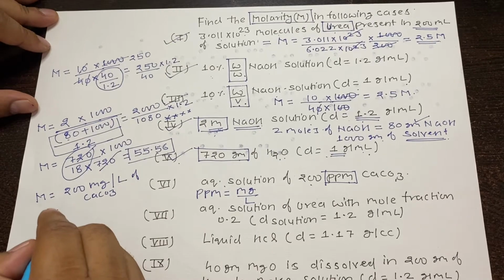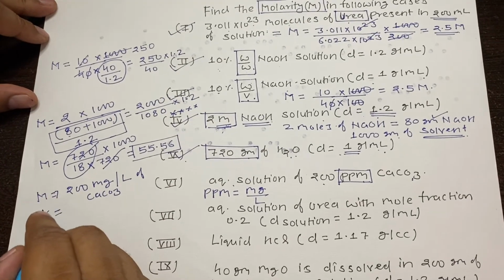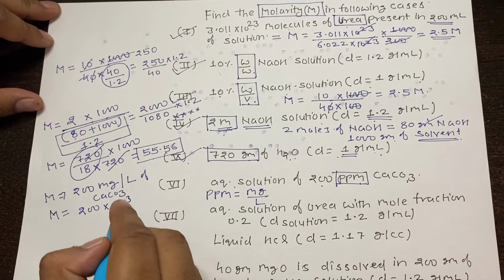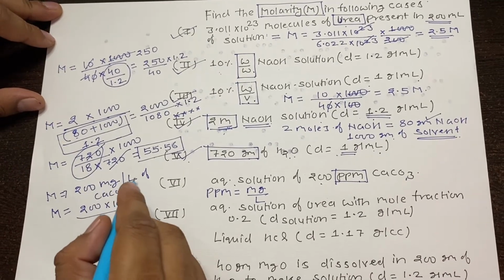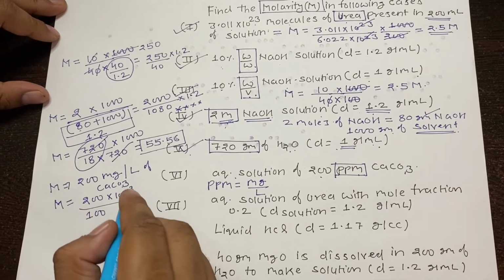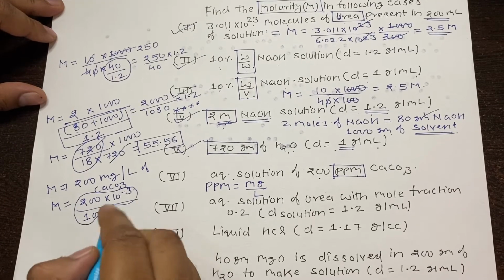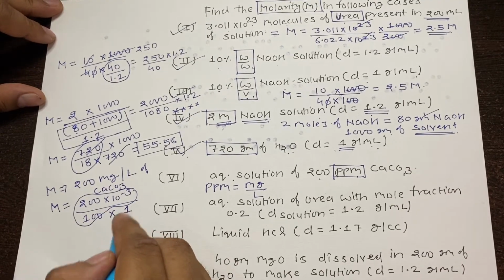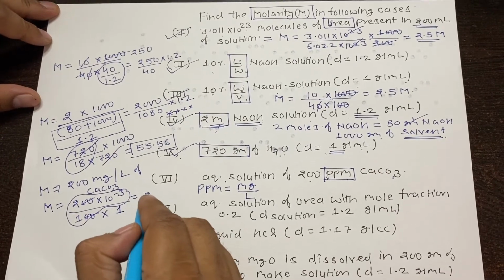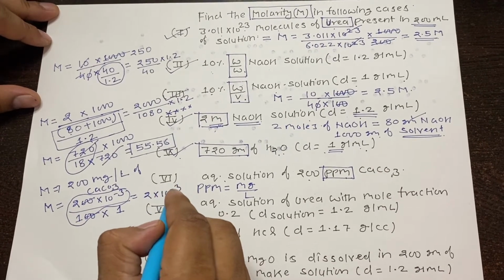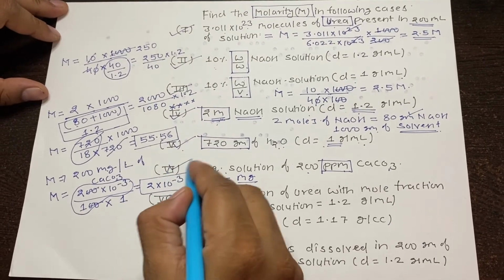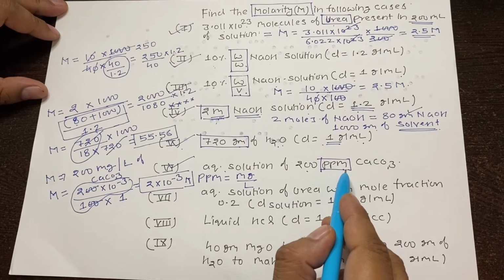So how can we find the molarity? If we wish to calculate the molarity, 200 into 10 to the power minus 3, which is grams of calcium carbonate, divided by 100, this will be the moles of calcium carbonate, and the volume of solution is 1 liter, right? So we can solve this and we will get the molarity as 2 into 10 to the power minus 3 capital M. So this is the relation between the molarity and ppm.